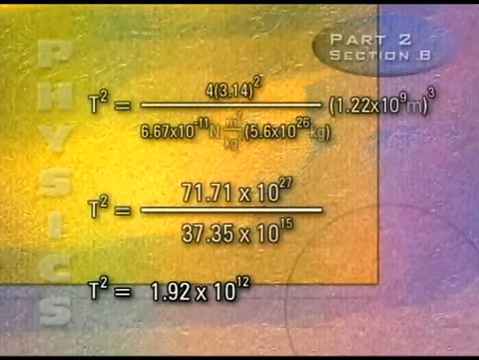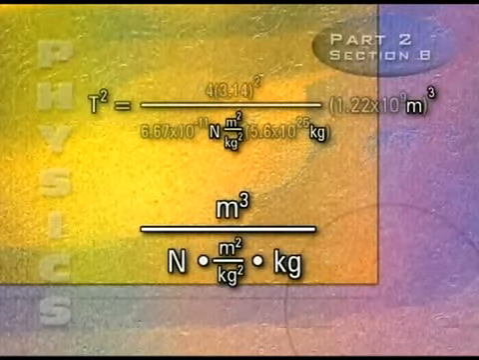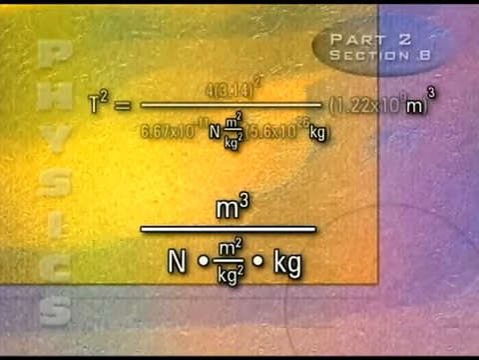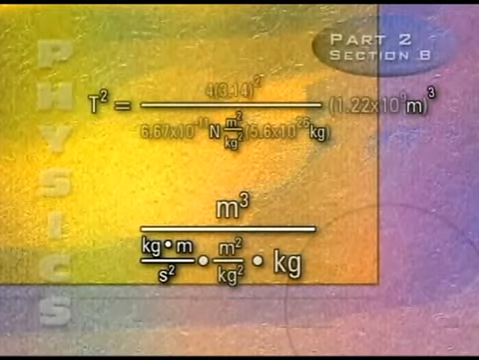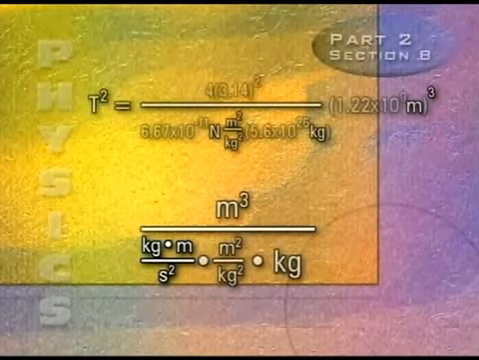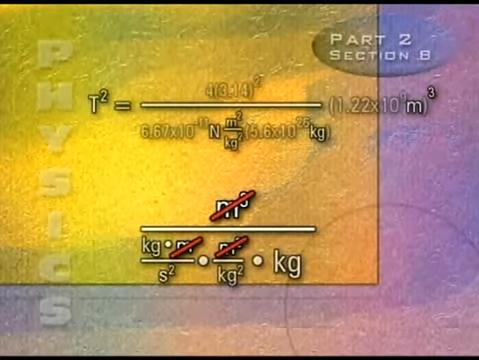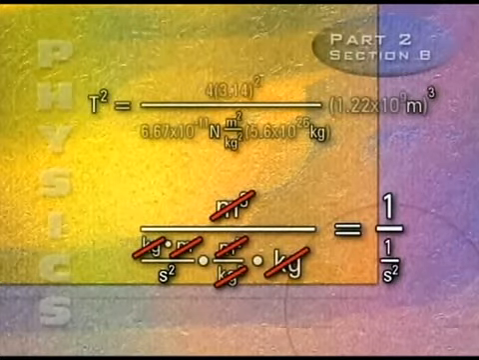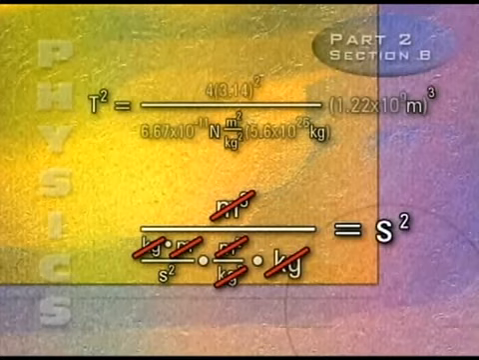Okay, how about the units? Well, we have meters cubed over newtons times meters squared over kilograms squared times kilograms. Converting newtons to kilogram meters over seconds squared, we can start canceling things out. The meters all cancel out, as well as the kilograms, so we just have 1 over seconds squared in the denominator, which flips over to leave us with seconds squared as the unit for our answer.